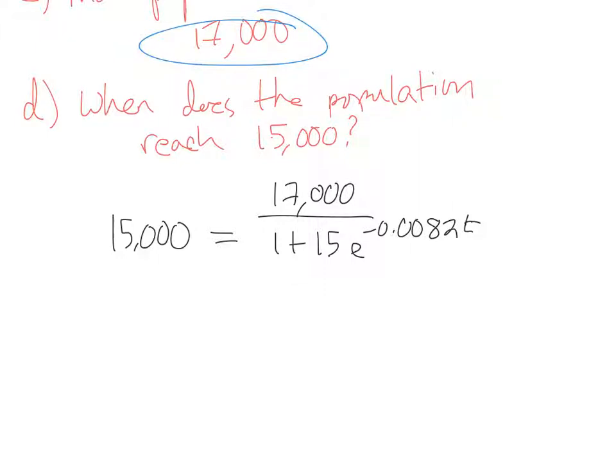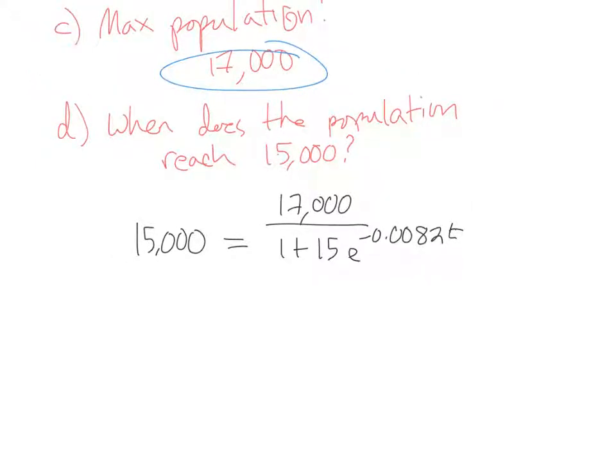I'm not going to solve it for you right now. You guys can try that on your own, but basically to get you started you would need to multiply this side by the denominator here, and then multiply the other side by that same denominator. Then you would probably need to use the natural log function to get rid of the base e, bring down that exponent, and then isolate for t. And that should give you the amount of time it would take for those gnats to get to 15,000.